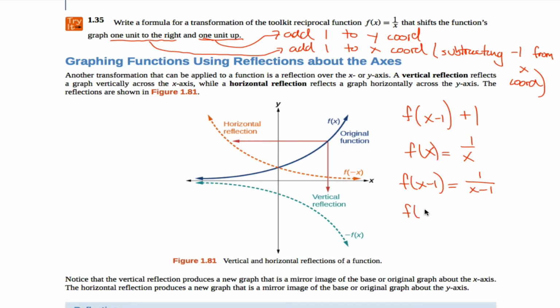But then I'm not done. I want f of x minus 1, this thing that I just wrote, plus 1 to account for this plus 1 right here. So this is f of x minus 1. But if I want to add 1 to that, I'd get this. This would be the expression that I'm looking for, my answer. I think I've done everything the question asked.